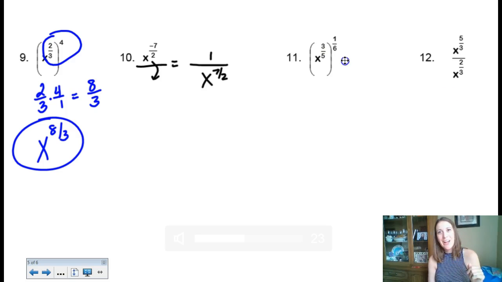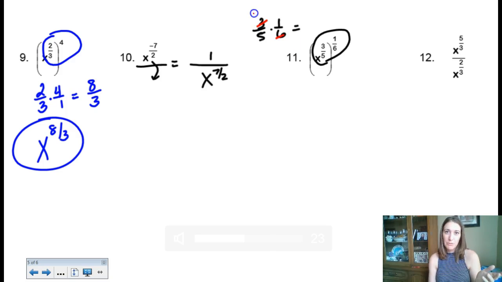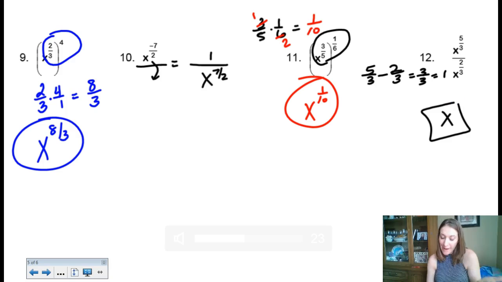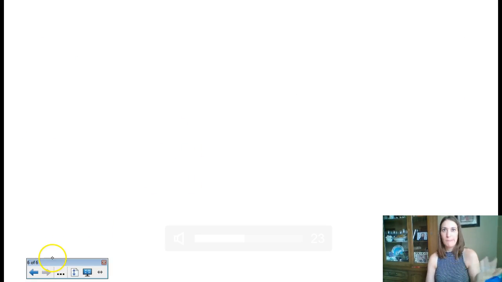All right, number 11. I need to multiply these exponents together. So 3/5 times 1/6. This one I could cross cancel before I try to multiply it together. 3/6 is really 1/2. So 1/10 is the product of those exponents when you reduce it. So this becomes x to the 1/10 power. And then here I gotta subtract. So 5/3 minus 2/3 is 3/3, which is a really boring one. So the answer there is x. You can say x to the first, that's fine. That was kind of boring, sorry.